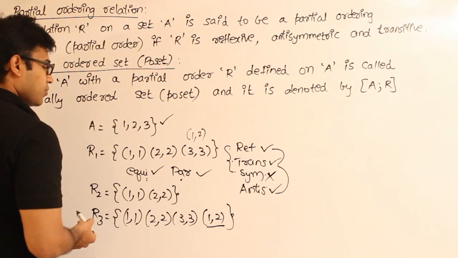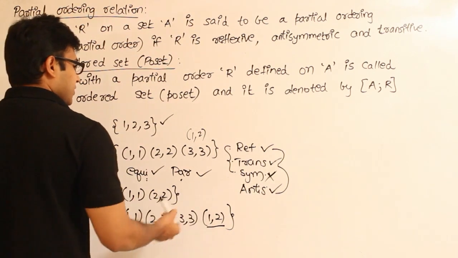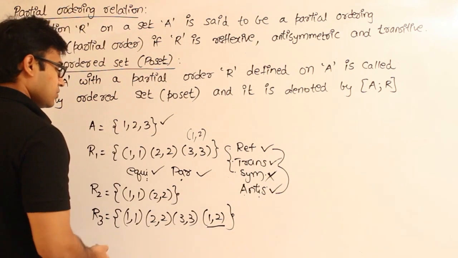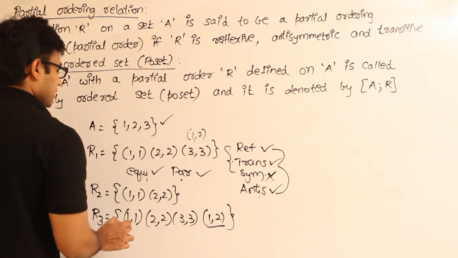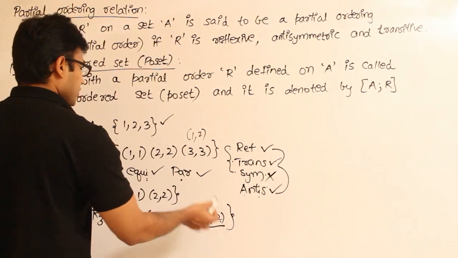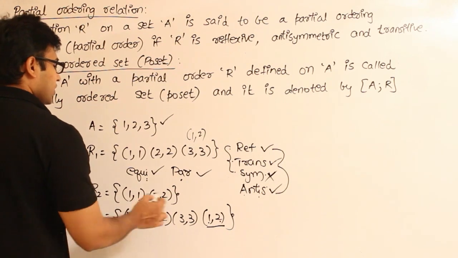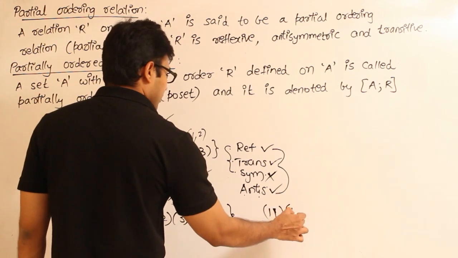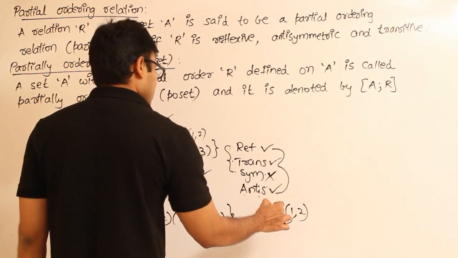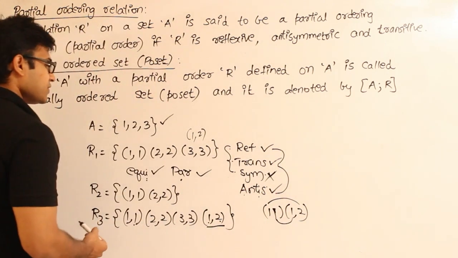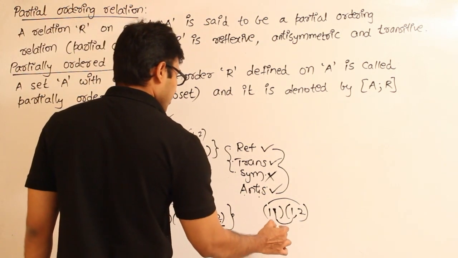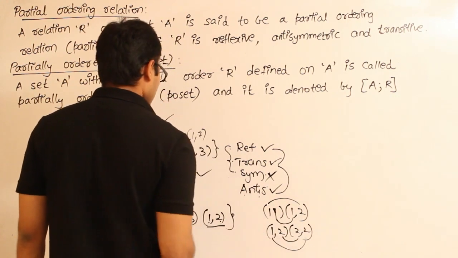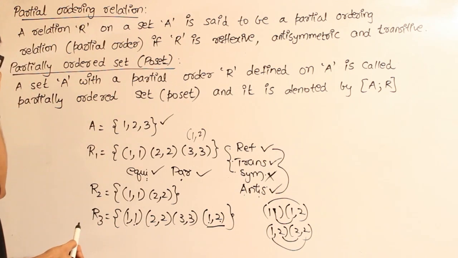What about partial ordering relation? Is it antisymmetric? Yes, it is antisymmetric. And is it transitive? You have to check for transitivity. 1 comma 2 and then 1 comma 2 is here, therefore you should have 1 comma 2, yes. 1 comma 1 is there and then 1 comma 2 is there, so you should have 1 comma 2, yes. Similarly 1 comma 2 and 2 comma 2 are there, therefore you should have 1 comma 2, yes, we have it, therefore it is transitive.